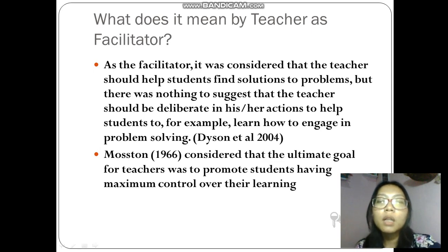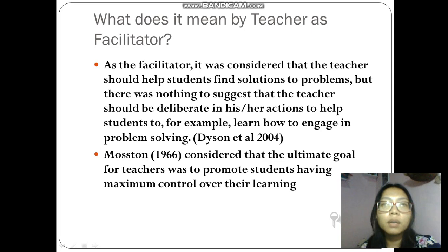For example, learn how to engage in problem solving. It means that the students should change their learning style from direct teaching to indirect teaching. The teacher should not help the students directly to answer the question.